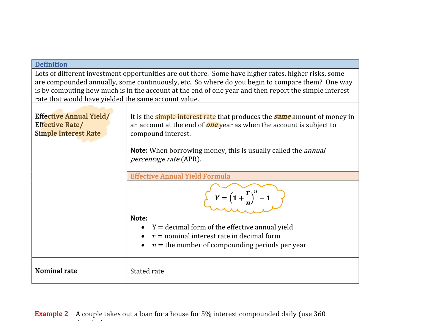All right, so when borrowing money, this is usually called the annual percentage rate, APR. So you'll hear this if you're buying a car. What's the APR? Otherwise, it's called our effective annual yield. All right, so the formula for this, y is our new variable, is equal to 1 plus r over n, raised to the n power, all minus 1. So the nominal rate is that stated rate. You'll see what this looks like in our example here. So let's quickly take a look.